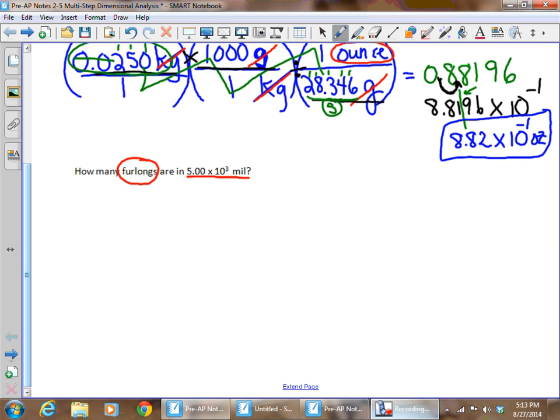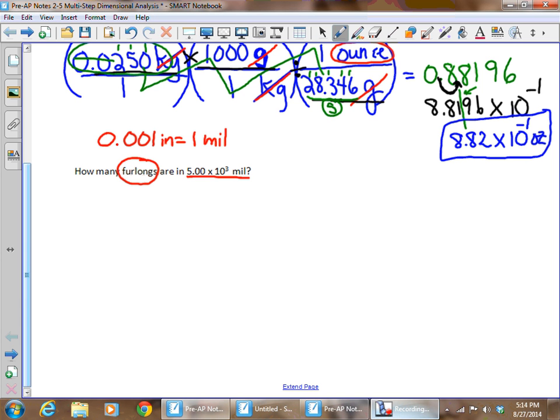So what do I know? Okay, I know that a mil, if I look up mil, a mil is 0.001 exactly inches. That's 1 mil. Okay, what do I know about inches? Okay, well, I don't know where I need to go. Do I need to go to meters? What do I need to do with inches? So I'm going to leave that and see what a furlong is.